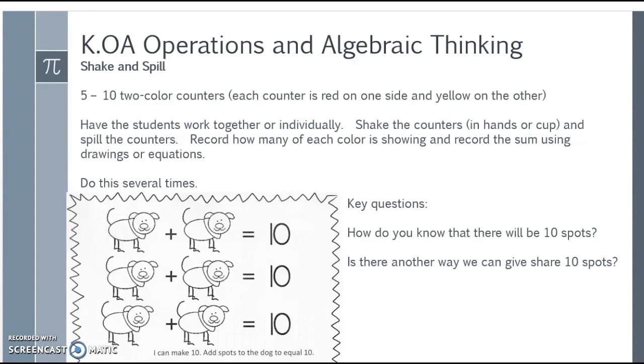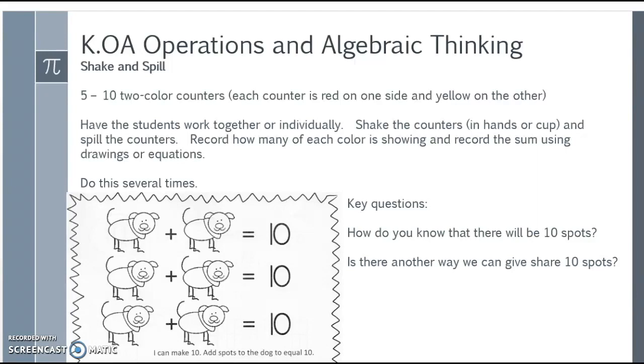So if I had 10 counters in there, obviously all of those counters together would add to 10, but we would be able to see the decomposition of numbers that build to 10 in a variety of different ways. We could have 2 yellow and 8 red, or 2 red and 8 yellow, but it all means the same. Do this several times with several different types of counters or numbers of counters.